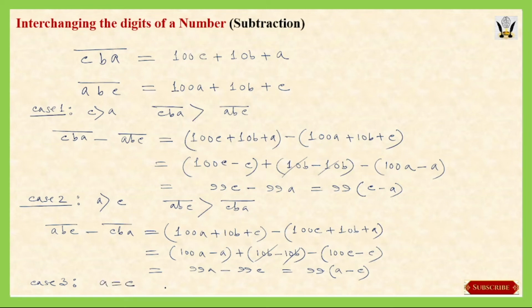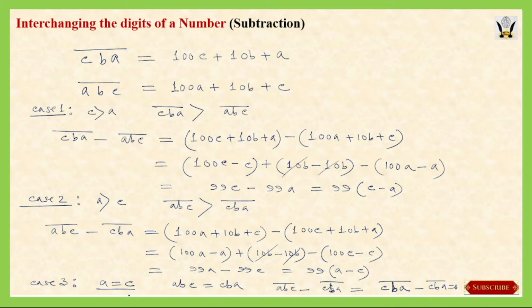And in the third scenario, A is equal to C. When A is equal to C, that means ABC is equal to CBA. So if we perform this subtraction, since A is equal to C, in place of A we write C, and in place of C we write A, and B we are not changing, as B is in the middle position. This will be our first number, and the second number is again CBA. So this will finally give us 0.